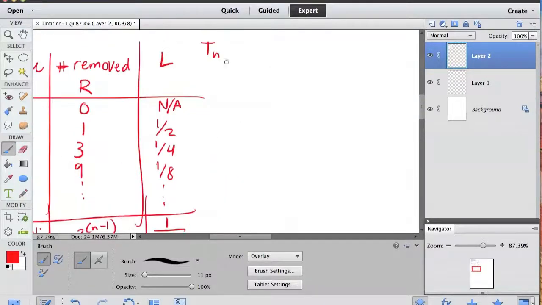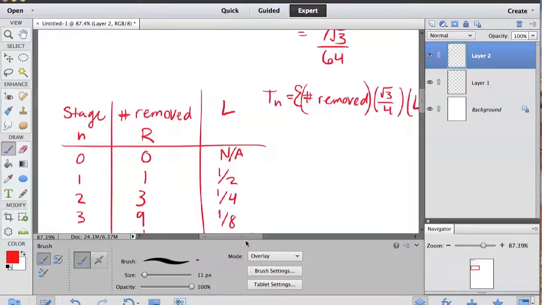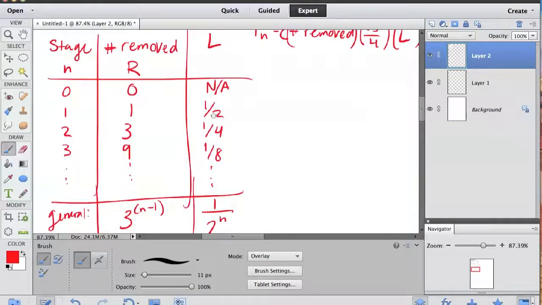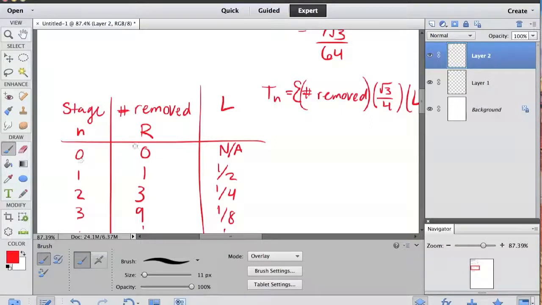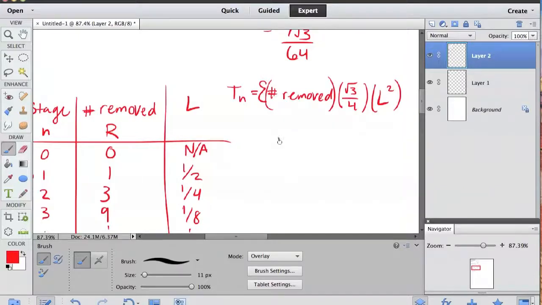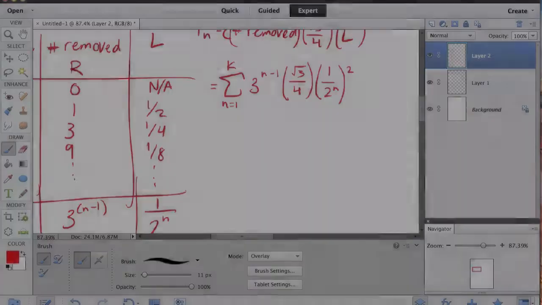So this works. When we want to figure out what the total area removed is, we're going to need the number removed multiplied by the area formula, which is root 3 over 4 times length squared. We're looking at a sum because we're adding each term onto the original term, because each of these is with respect to the new triangle length. And because we have no value of L for n equals 0, we're going to have to start this series at n equals 1. So this is the sum that I've come up with, and I'm just going to simplify it a little bit.